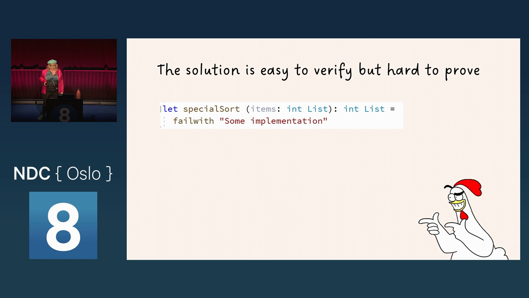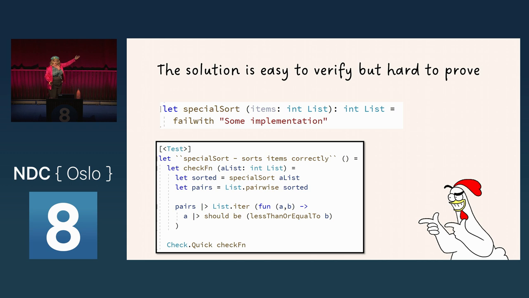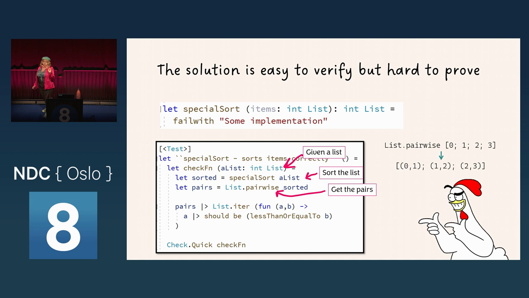A property-based test will look something like this. We can say, given a random list, sort it with my special sort function. Generate all the pairs with this list.pairwise function. So as an example, given the list 0, 1, 2, 3, it generates 0,1, 1,2, 2,3, as you'd expect. I hope so anyway. And then go through each pair, check it's in order. Now I haven't proved my list is sorting correctly, but if I run it with 100 lists and find those lists are all sorted, I can be like, that's good enough for me.